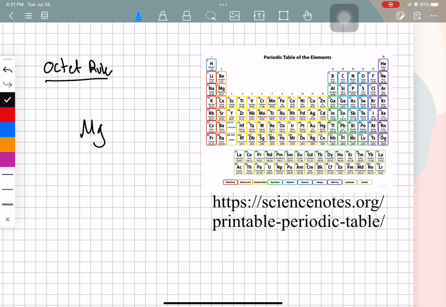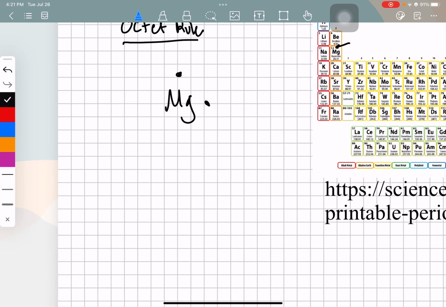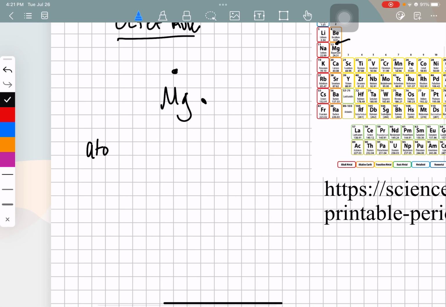We know that magnesium, because it's in period 2, has 2 valence electrons floating around. So it has this 1 and this 2. These are the valence electrons, the electrons in the outermost shell. But if you look closely, it has a number here that is 12. If you remember from the previous video, we said that this is the atomic number.